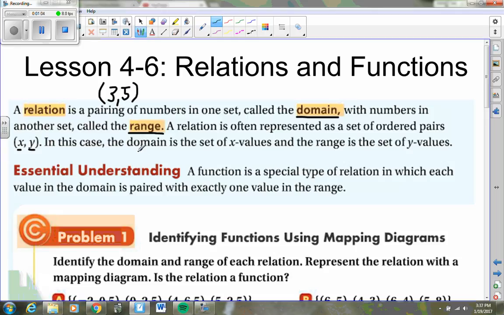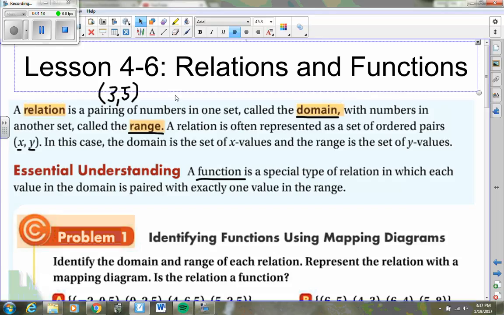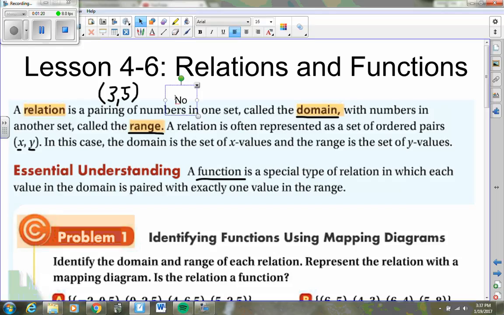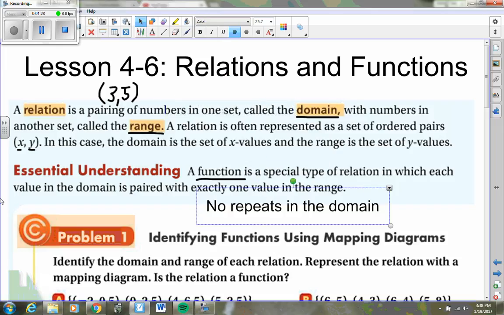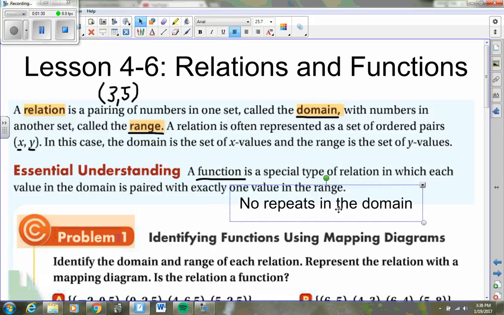All right. A function is a specific type of relation, or a special type of relation, where each value in the domain is paired with exactly one value in the range. Here's what that really means: no repeats in the domain. There's no repeats in the domain with different range values.